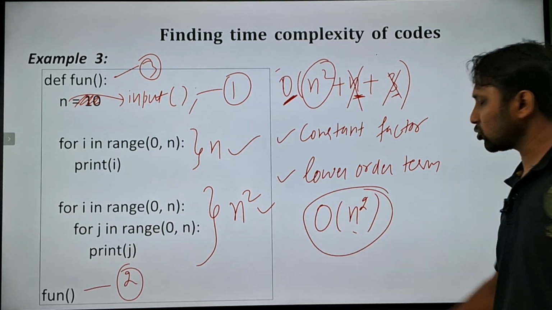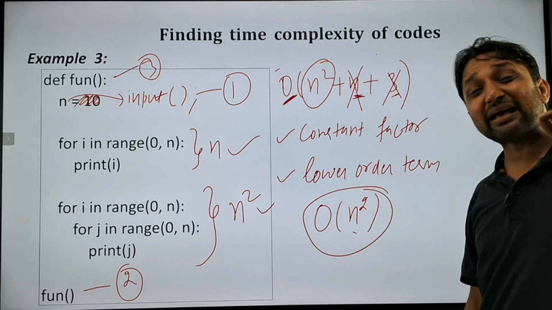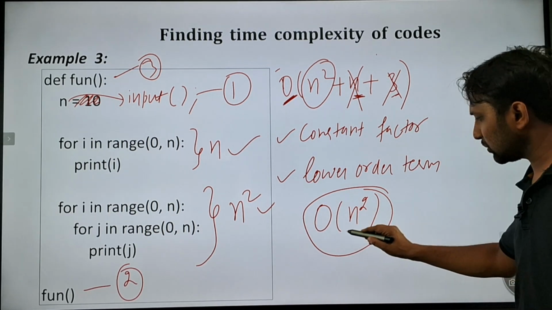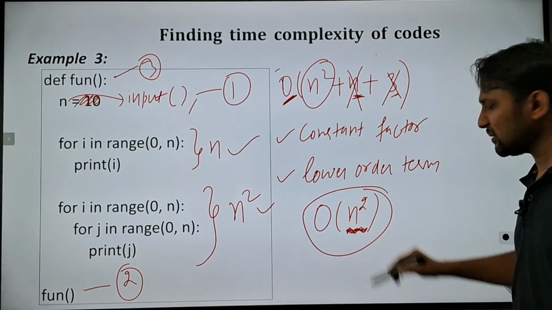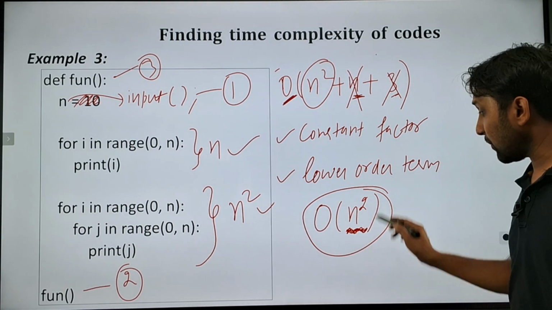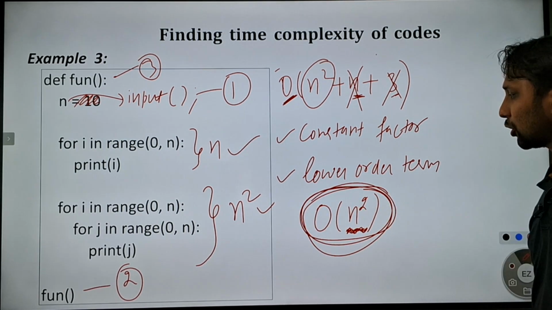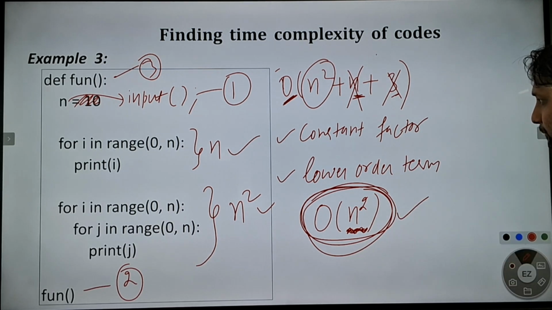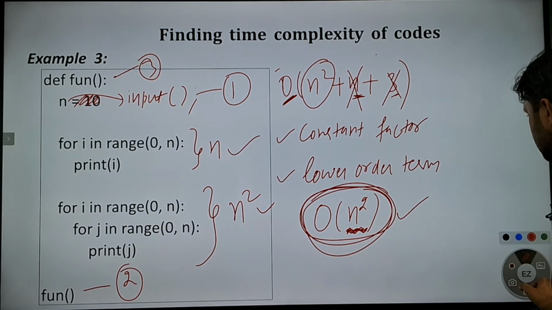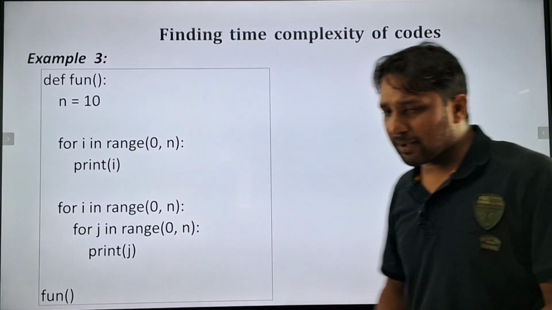The software industry is not bothered about the exact time complexity. They are bothered about what the approximate time complexity is, which is the biggest factor that is impacting the code. They are bothered about that. Fine, okay. Now let's move on to the next example.